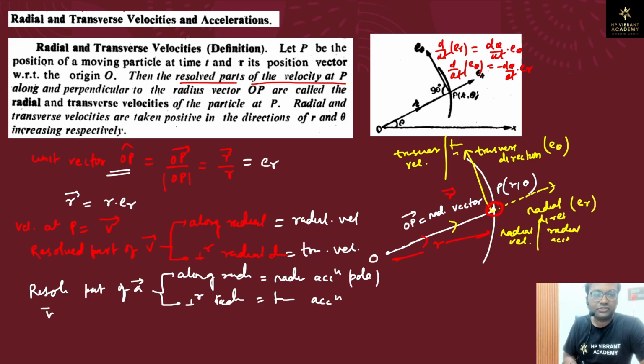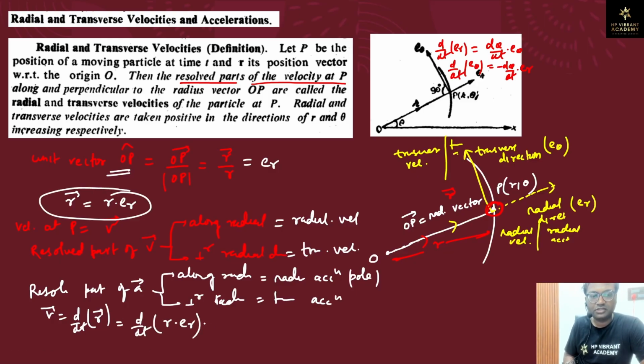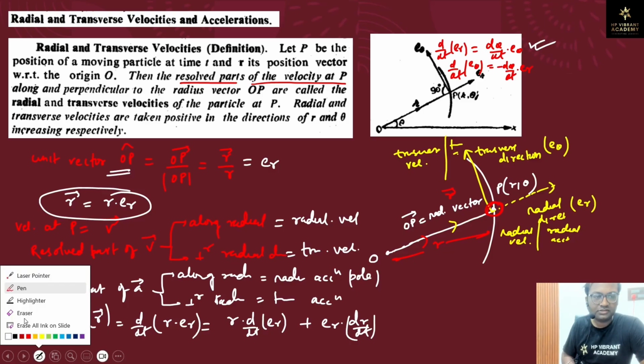So we have velocity is equal to d/dt of the position vector, and the position vector we can write as r into e_r. So this is d/dt of r e_r. Let us expand this. So we have r into d/dt of e_r plus e_r into dr/dt. Okay, and let us use this expression for d/dt of e_r. Let us further simplify this.